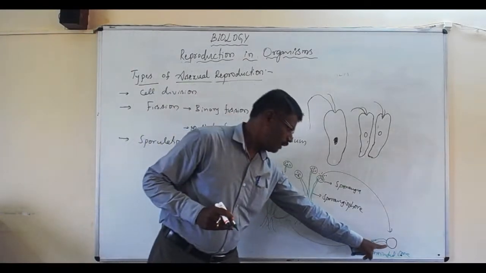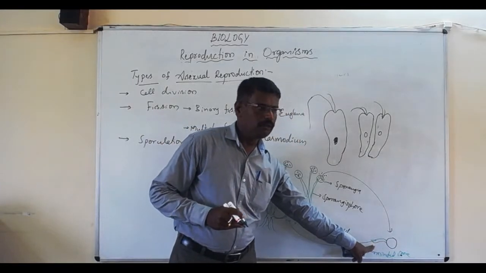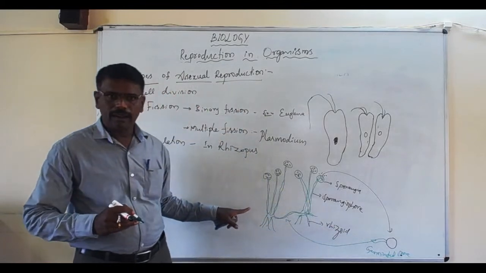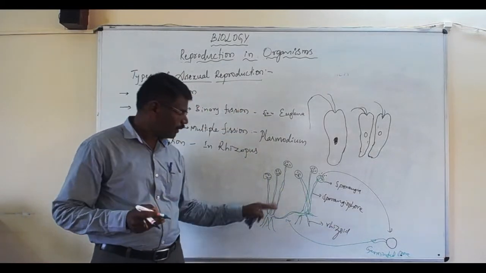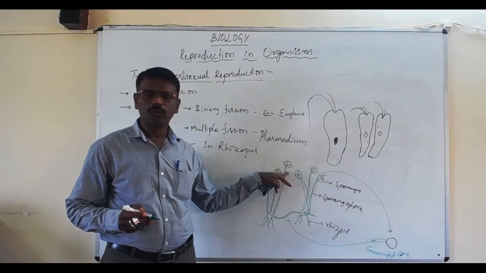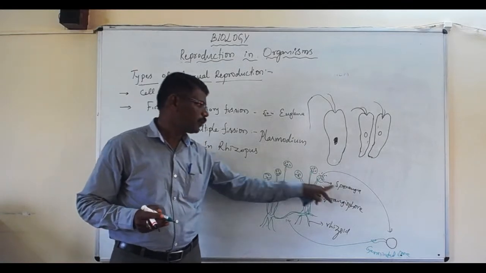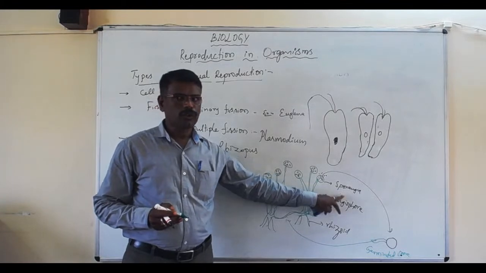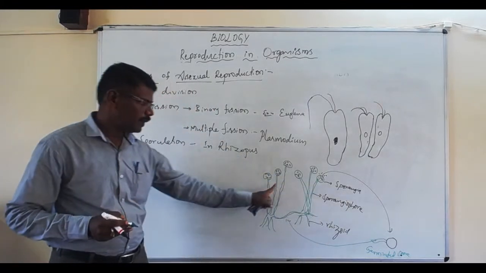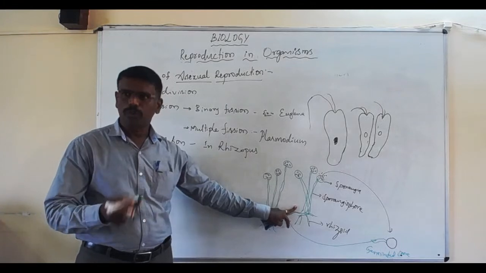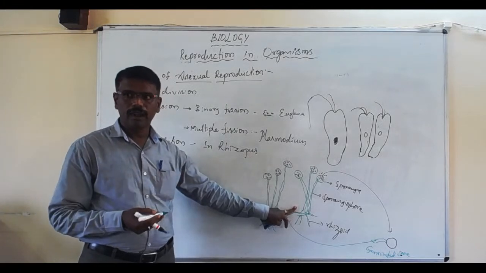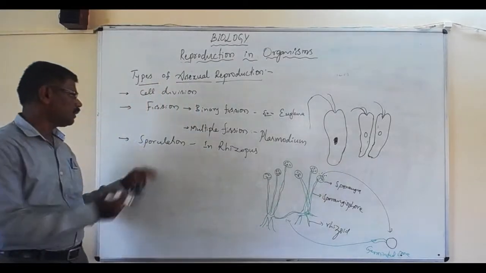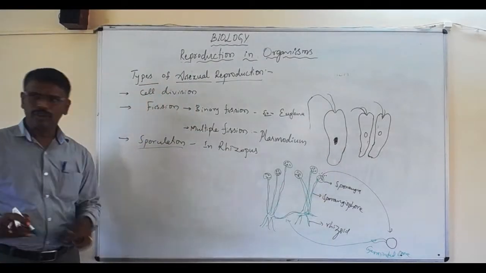After germination, they grow as new hyphae. Those new hyphae grow and develop. After development, once again they produce sporangia, which produce a number of spore bodies. Got it? So in this way, a single organism produces a number of organisms by producing spores. This entire phenomenon is called sporulation.